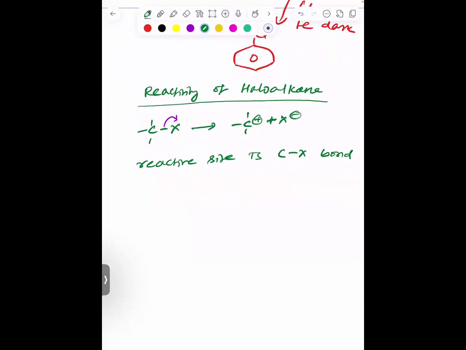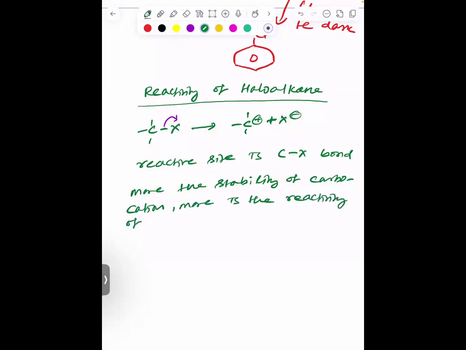It forms carbocation as well as the halide ion. Carbocation is the intermediate. More the stability of carbocation, more is the reactivity of haloalkane. Quickly note down up to this.